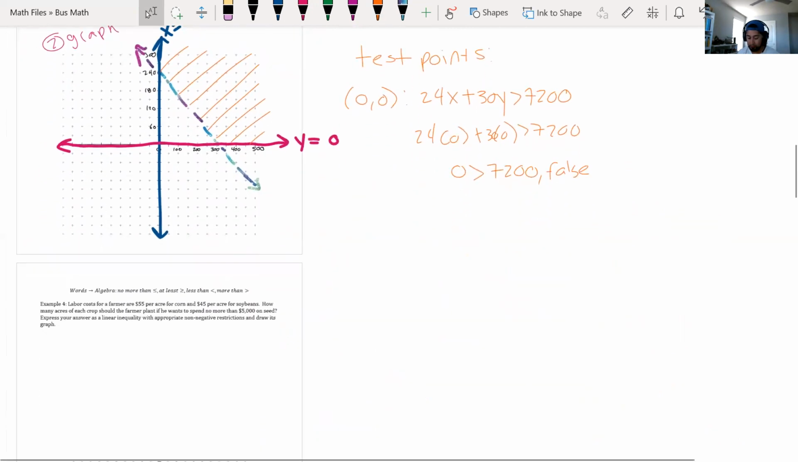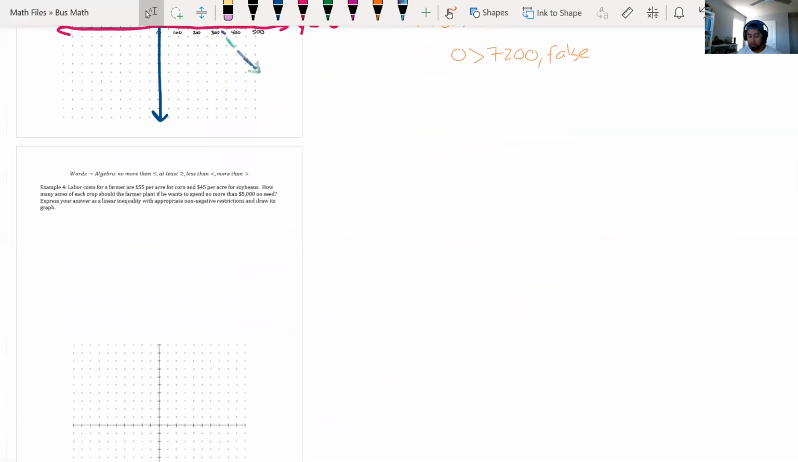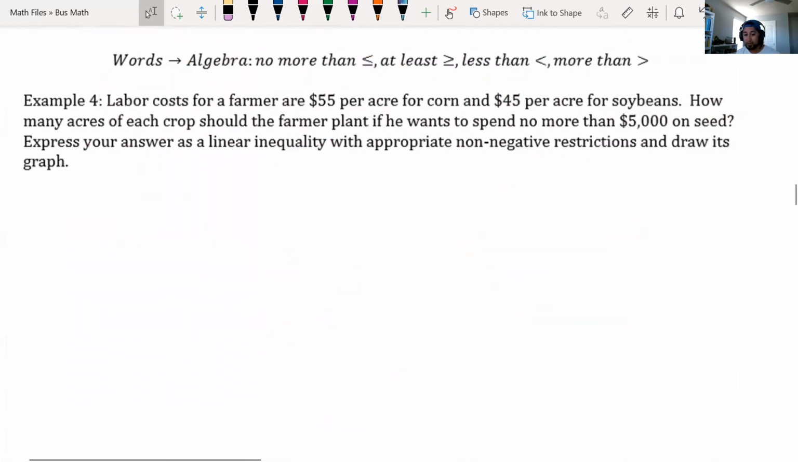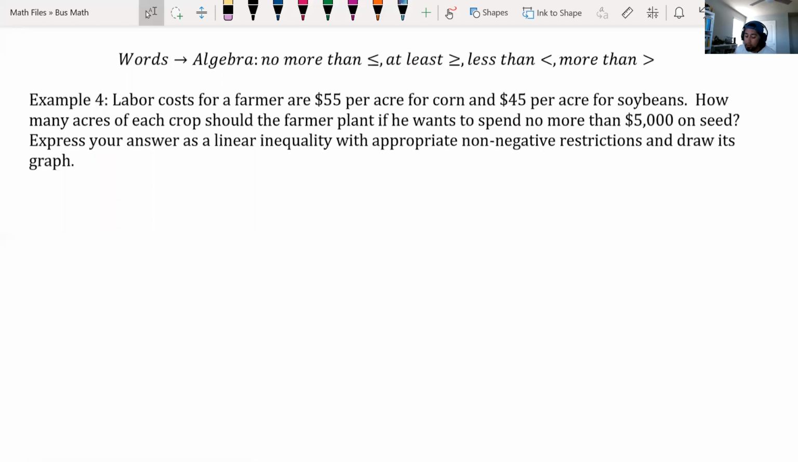All right, now we get to the word problems. Example 4. Labor costs for a farmer are $55 per acre for corn and $45 per acre for soybeans. How many acres of each crop should the farmer plant if he wants to spend no more than $5,000 on seed? Express your answer as a linear inequality with the appropriate non-negative restrictions and draw its graph.